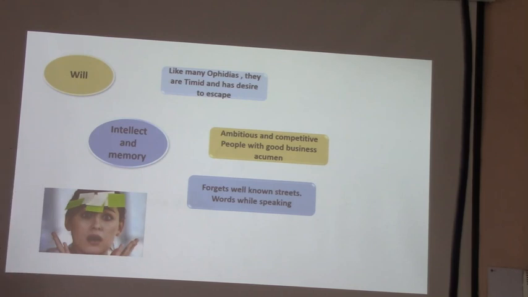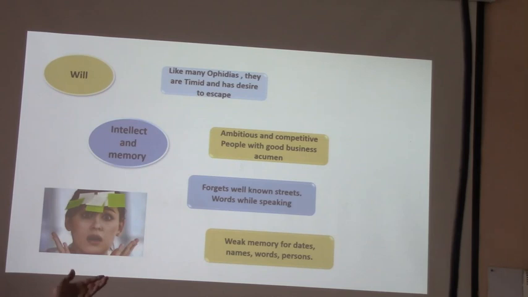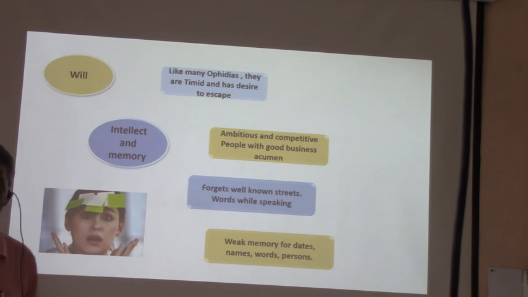They also have weak memory, mainly for dates, names, words and persons. Memory weakness for dates, names, words and persons. This is important. So now when they have a memory like this, what do you think will happen at the next level?